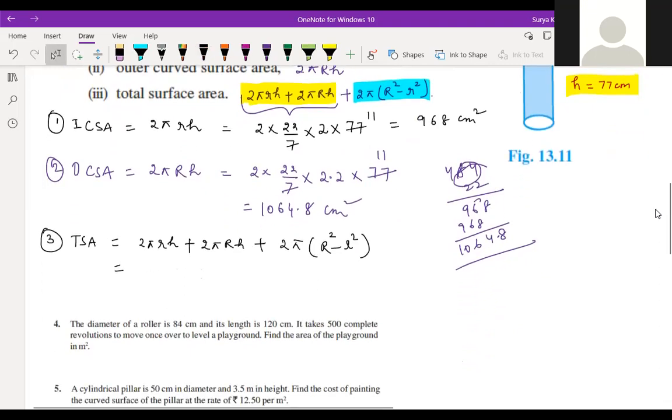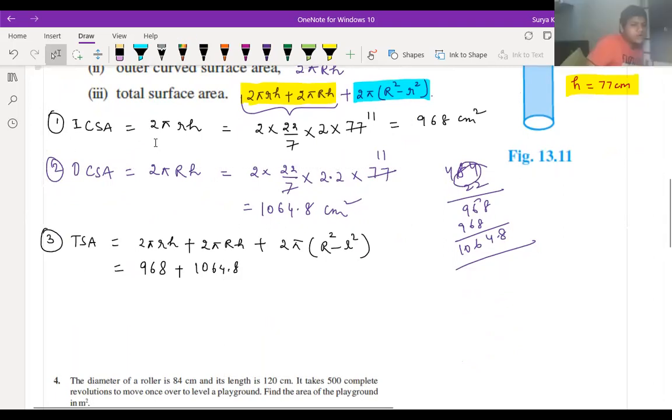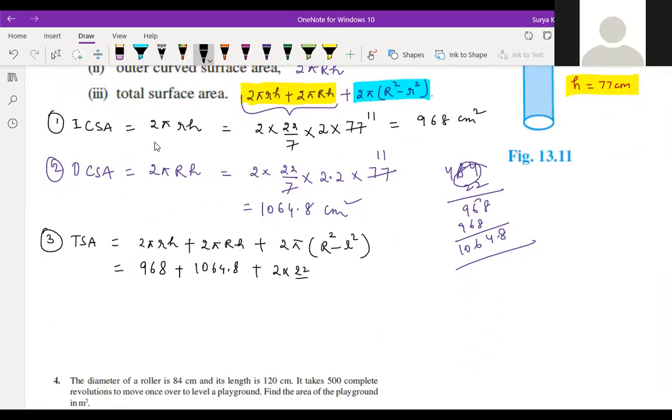This one you can take it from top. That is 968 plus 1064.8. And this, children, R square minus r square, we can write it as... Sir, we can use identity. Yeah, we can use identity. 2 into 22 by 7. And we can write R plus r and R minus r. Is it clear, children?